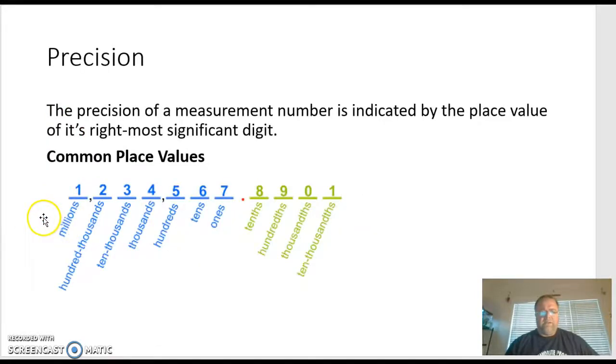So take a look at those, see if you have any questions. All right, and we're going to talk about precision. So precision of a measurement number is indicated by the place value of its rightmost significant digit. So here's some common place values here. Remember, you start at the decimal place. To the left of the decimal, you start with the ones place, tens, hundreds, thousands, 10,000s, 100,000s, millions.